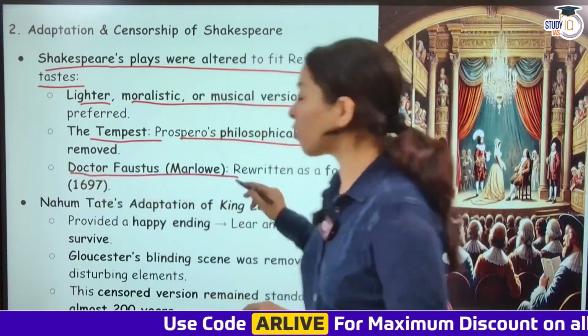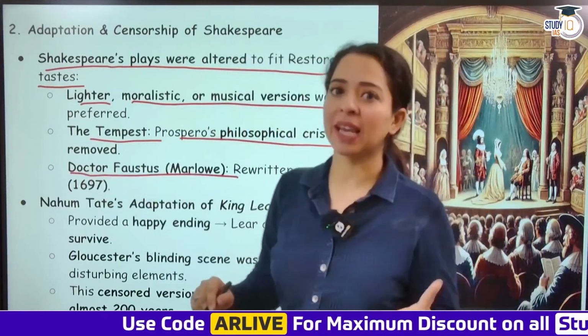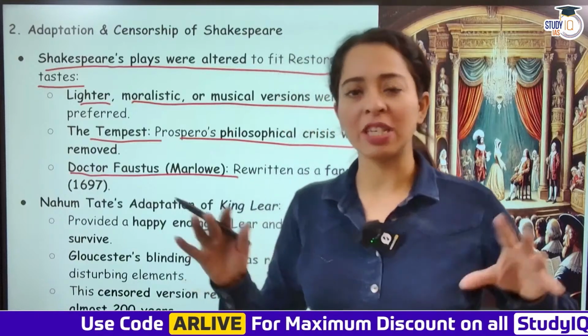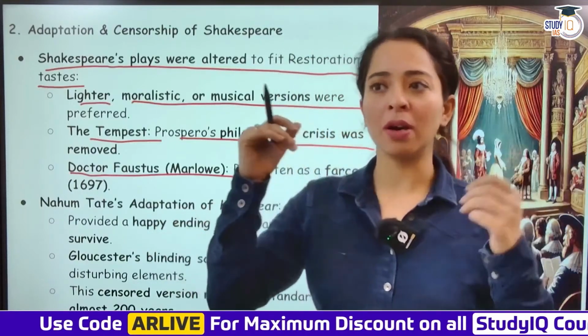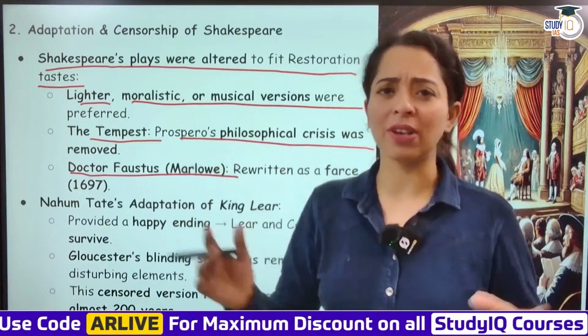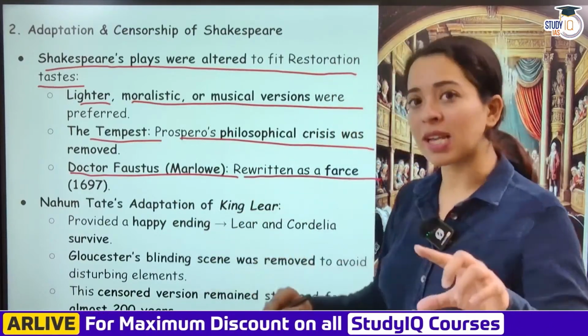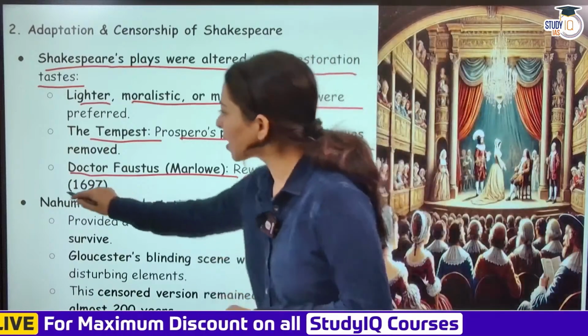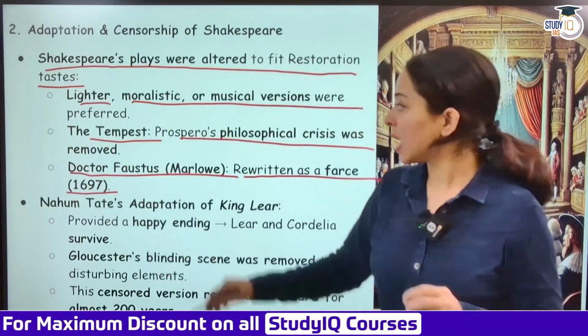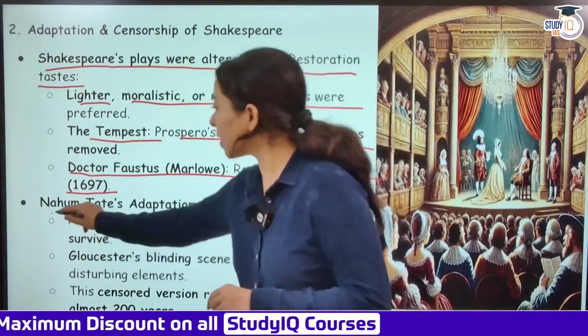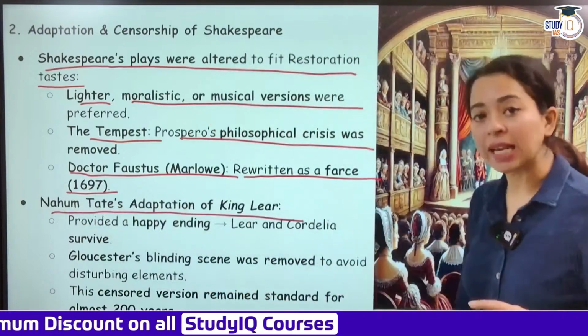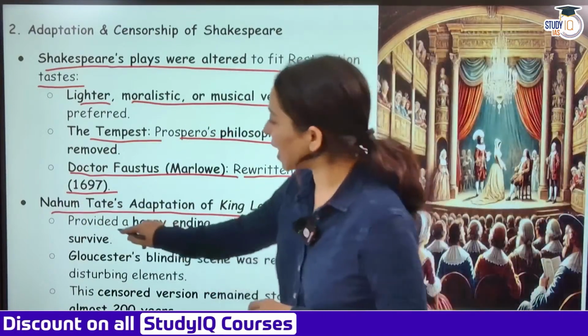Dr. Faustus, Christopher Marlowe's, is a tragic play. It's all about ambition, authority, power. It's about Mephistopheles and Dr. Faustus. So it was rewritten as a farce in 1697. What is a farce? It's a comical sort of a play. Nahum Tate did an adaptation of King Lear and provided a happy ending to King Lear.